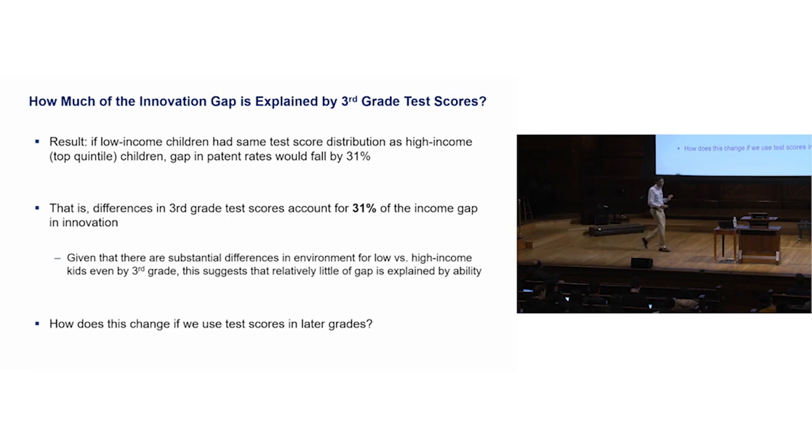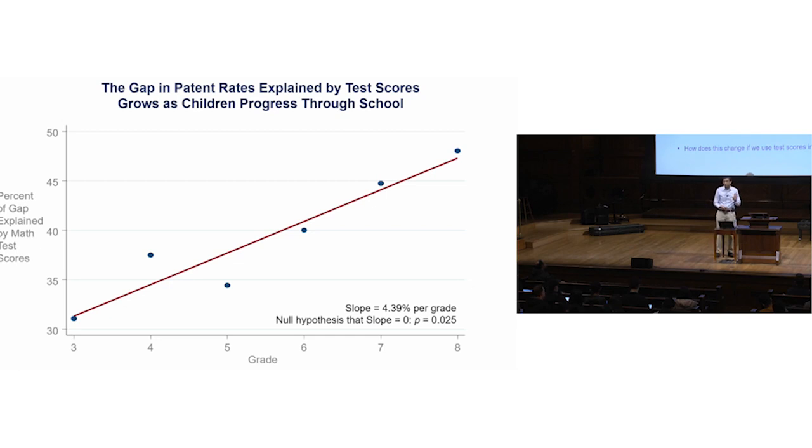So that 31% number was using the data just for third grade test scores, which is the earliest point at which we have standardized tests in the US, typically. So you might then ask, okay, how does this change if we use data on test scores in later grades, not just third grade, but also fourth grade, fifth grade, et cetera, do we explain different amounts of the gap in innovation? And this chart answers that question. So the first dot here is the 31% number that I was just talking about. How much of the gap in innovation is explained by test scores in third grade? Then we repeat that analysis for fourth grade, fifth grade, sixth grade, and so on. And you see a very clear upward sloping pattern. The later you measure test scores, the more of the gap in innovation in adulthood that you explain.